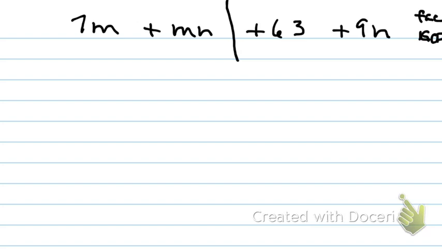Okay? Once you have them separated, what's the next step say I need to do? Find the GCF in the first group. Good. Well, there's nothing common to 7 and 1, but what do these 2 terms have in common? M. An M.